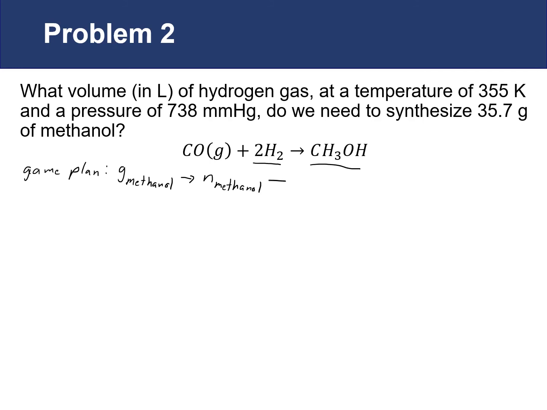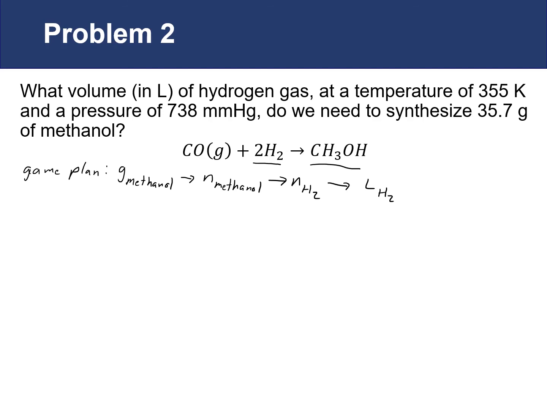And then for moles of methanol, we can use our balanced chemical equation to go to moles of hydrogen. And then because we have moles and we want volume, we're going to use our ideal gas equation to go from moles to volume. Right, so we'll use this to go to moles of hydrogen. So let's work this out.